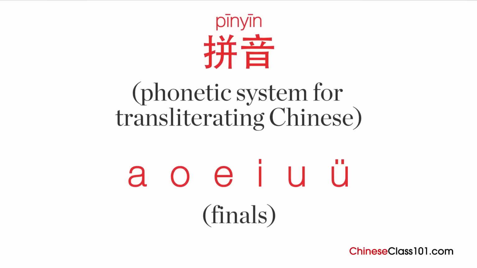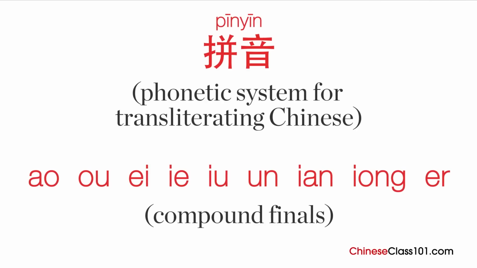ü, üe? In Pinyin, there are 6 single vowels called finals: a, o, e, i, u, ü. There are also numerous compound finals. These are made by combining 2 or 3 of the single vowels, or by adding an n or ng at the end of vowels. Here are some examples: ao, ou, ia, ye, yu, wen, yan, yong, and so on.